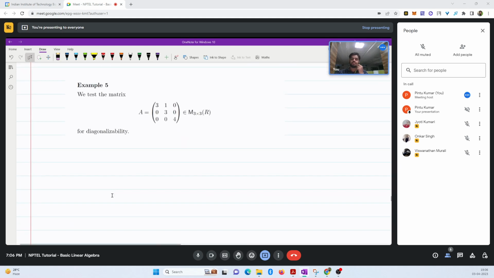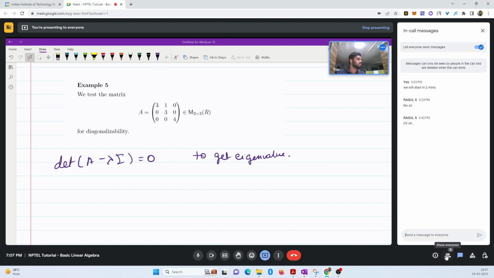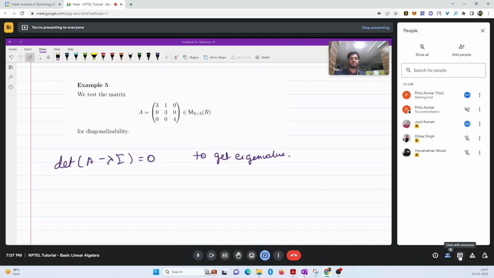Okay, so let's look at this matrix and we have to test for diagonalizability. One thing again, we can solve this, that is, determinant of A minus lambda I is equal to 0 to get eigenvalues. Eigenvalues 3, 3, 1. No, it won't be 3, 3, 1.